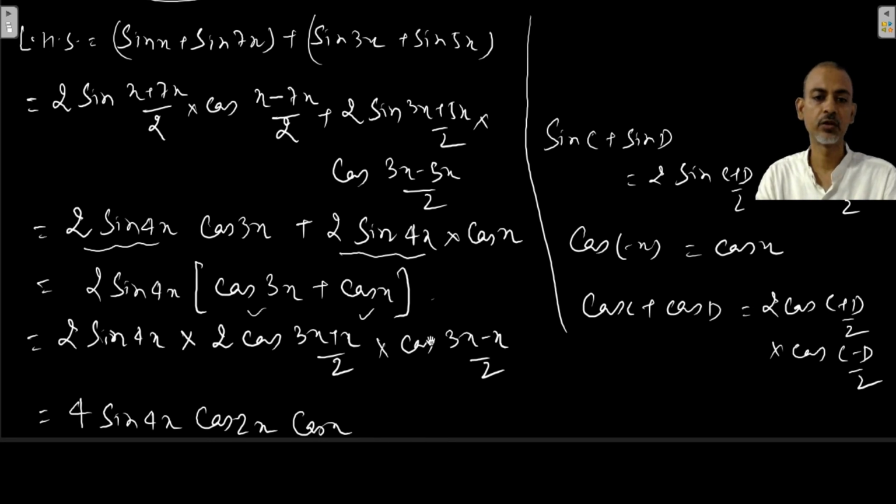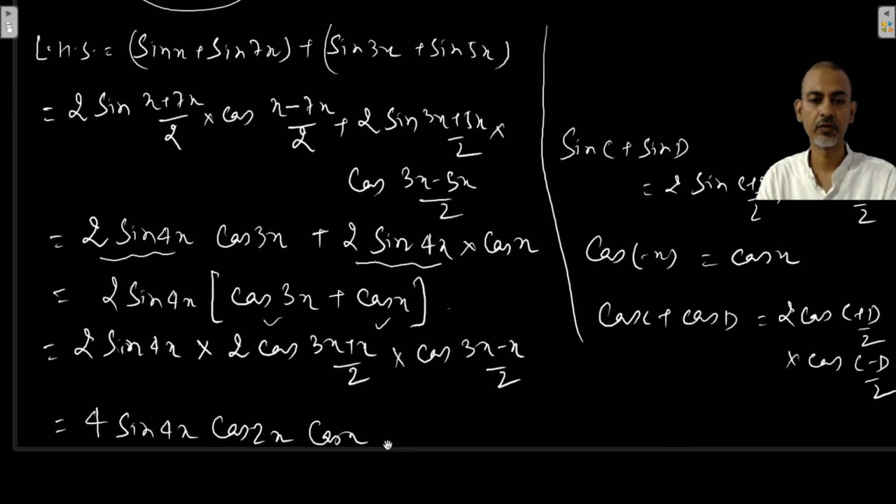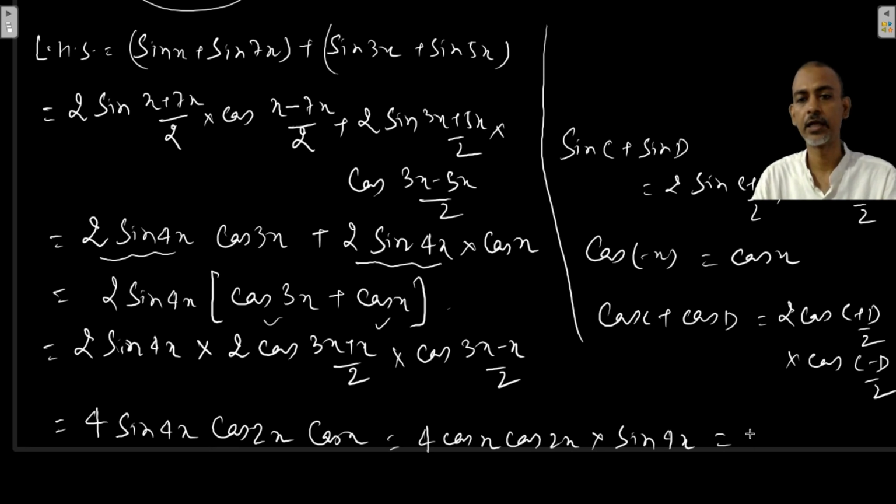So let's see what do we have to have on the right hand side. We have to have 4 cos x, cos 2x and sin 4x. This is what we have to have. We just rearrange it: 4 cos x into cos 2x into sin 4x, which is what we have to prove on the right hand side.